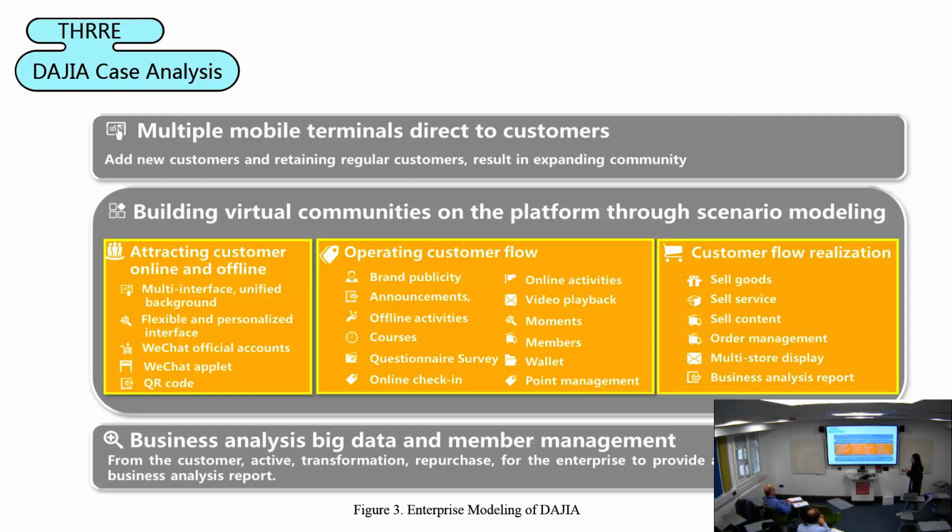From the point of view of the writers of this paper, they think this is a kind of scenario modeling. For me, I think it just illustrates a kind of customer-oriented business mode, and we can see there are three kinds of customer flow. First, they try to attract the customer online and offline through, for example, the mobile app and QR codes, something like this, and that is operating customer flow.